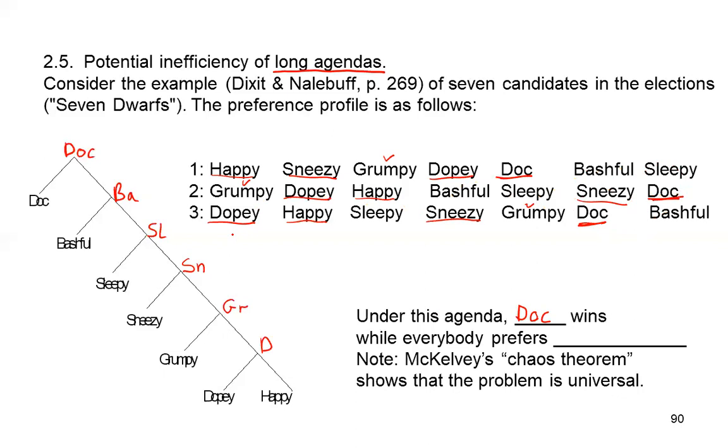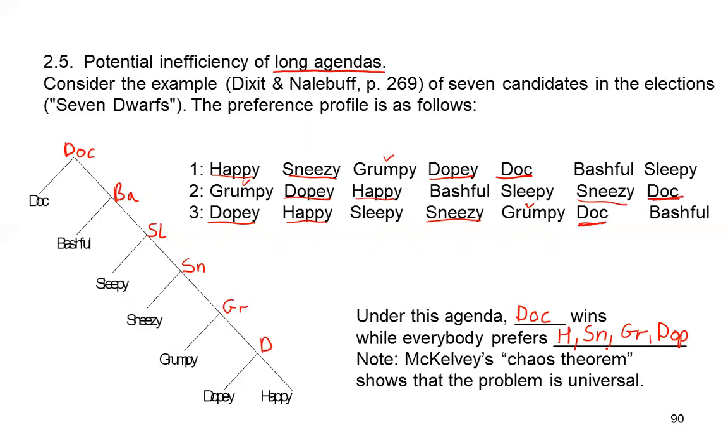So now we have Happy, Sneezy, Grumpy, and Dopey that everybody prefers over Dog. So Dog is a candidate who is very, very low in everybody's preferences. 4 out of 7 candidates are preferred by everybody to Dog. Nevertheless, under this particular agenda, Dog wins. This shows you the potential of manipulation that is hidden in this concept of agenda.